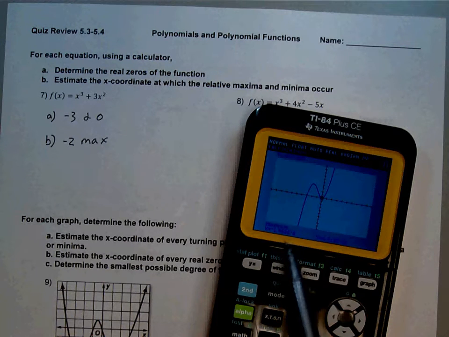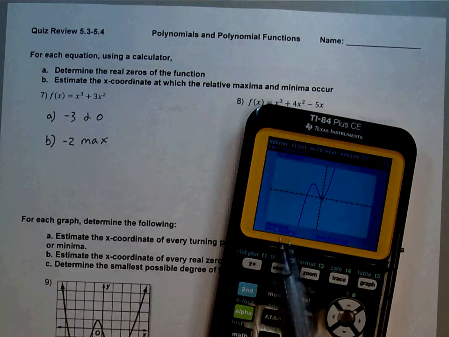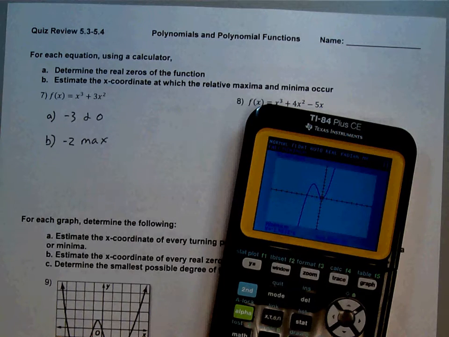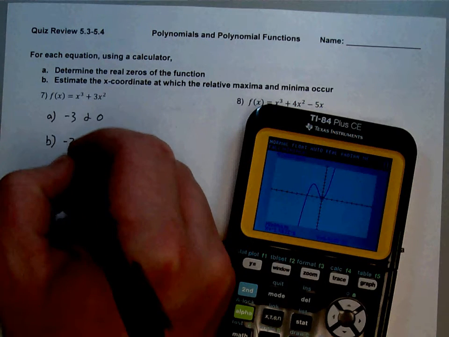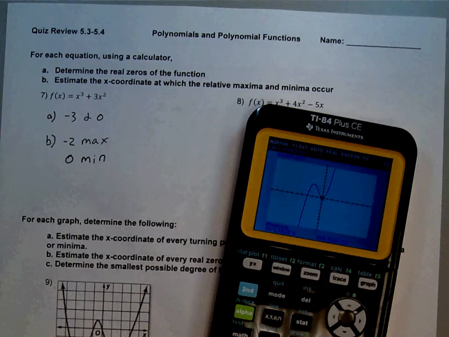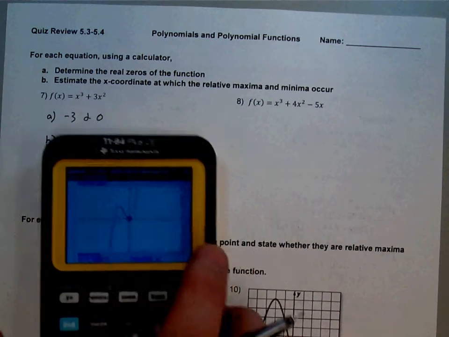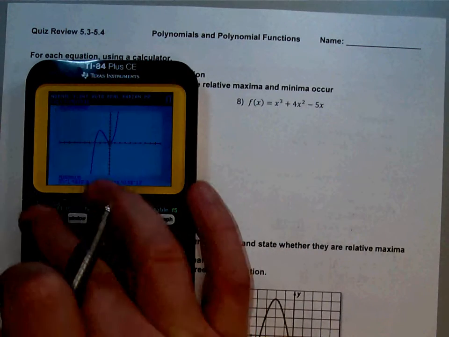They do some different calculations every once in a while. They're a little bit off, but we can interpret this as a 0. That's where the minimum is. So 0, and that's a relative minimum. So I'm done with number 7, so number 8.